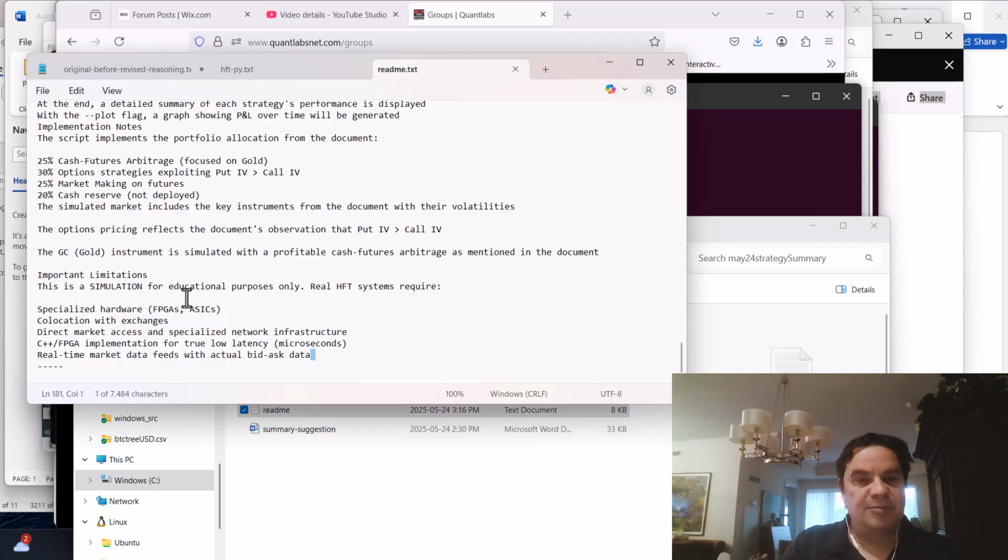Okay, this is a simulation for educational purposes only. Real HFT systems require specialized hardware. We all know that: FPGAs and ASICs, colocation with exchanges, direct market access, and specialized network infrastructure. We're talking about billions of dollars' worth of microwave towers pretty well. And then on the software side, C++ or FPGA implementation for true low latency in microseconds. I've already put up and shown that in a previous demo. And then we also need real-time market data with actual bid and ask data. That's very expensive in itself as well.